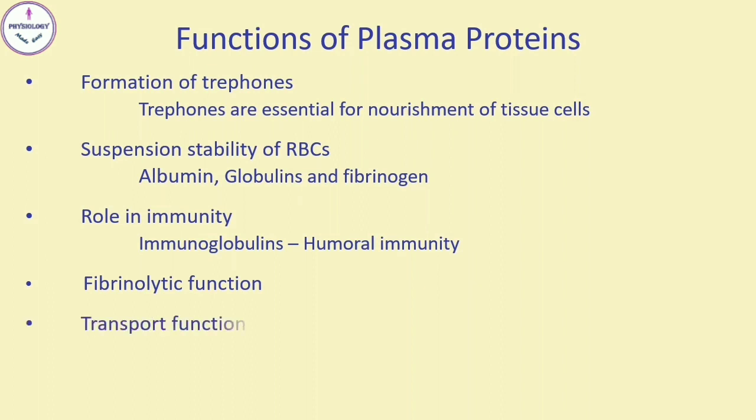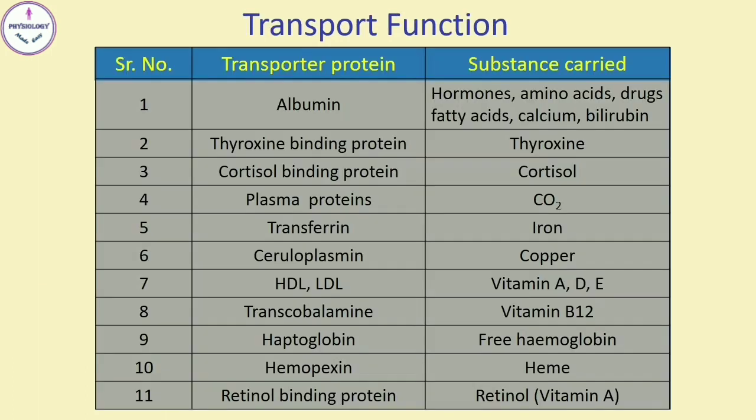Next is transport function. Some of the important carrier proteins and the substances carried by them are shown in this table. Let's see them one by one. First one is albumin. It transports hormones, amino acids, drugs, fatty acids, calcium and bilirubin. Next is thyroxine binding protein. It transports thyroxine. It is also known as thyroxine binding globulin. Next is cortisol binding protein. It transports cortisol.